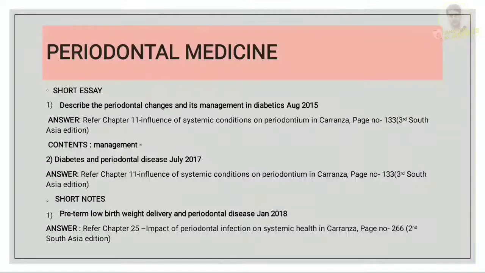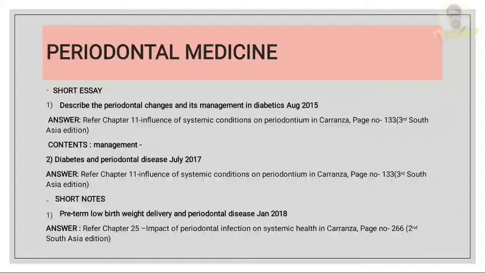Coming to the next chapter, that is Periodontal Medicine. Short essay: describe the periodontal changes and their management in diabetes. For this, you have to refer to chapter 11, Influence of Systemic Conditions on the Periodontium, page number 133. The periodontal changes in a diabetic patient are mentioned there.